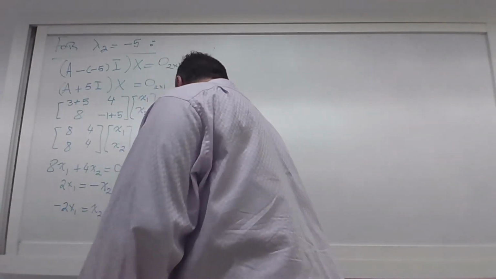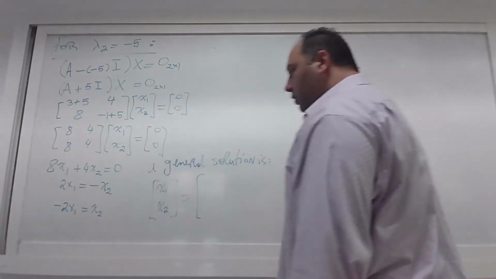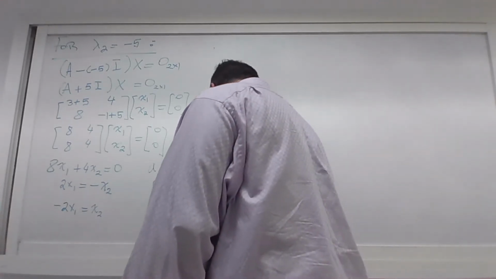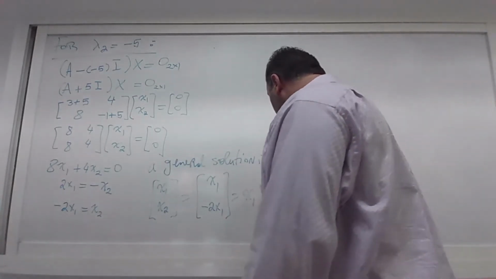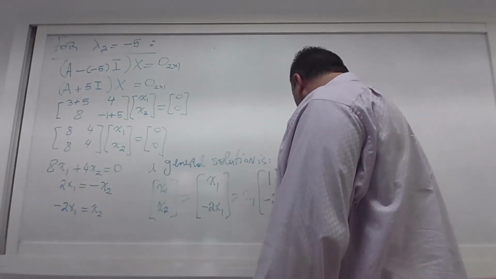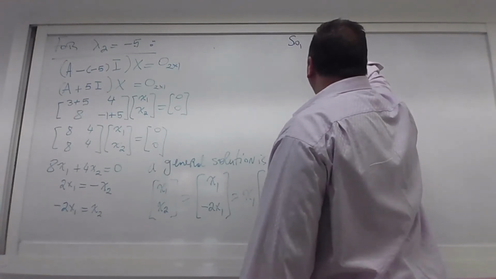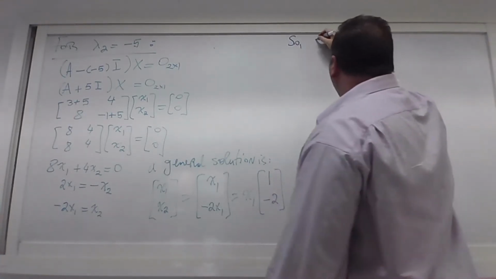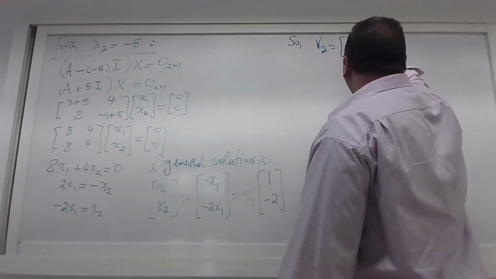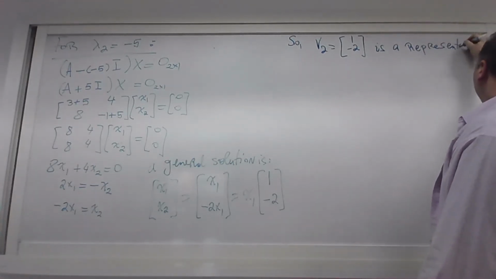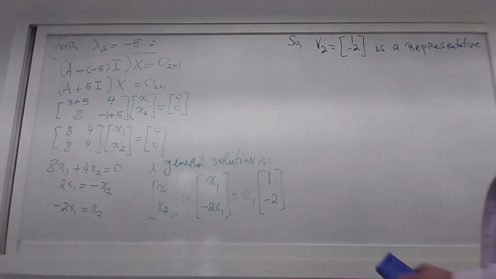So x1, x2 equal 2. Here I'll keep x1 as 3, and x2 is negative 2x1, factor x1, so I have 1, negative 2. Ta-da! I found also an eigenvector now. So v2 equals 1, negative 2 is a representative, so it's one of infinitely many of them.